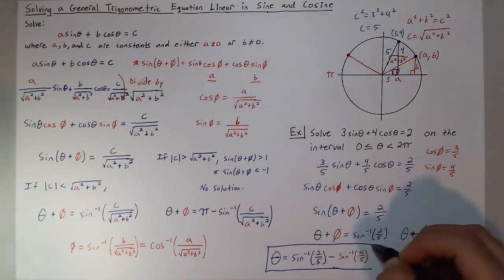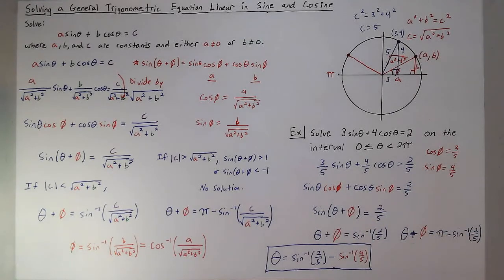Or on my right here, I would have theta is equal to pi minus sine inverse of 2/5 minus sine inverse of 4/5.